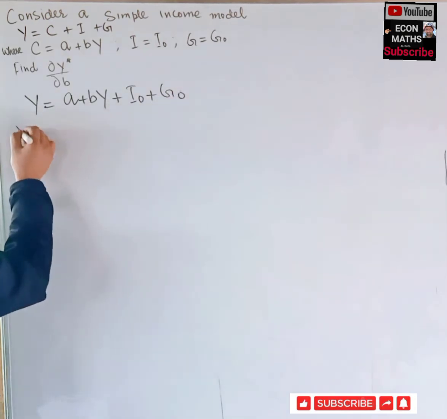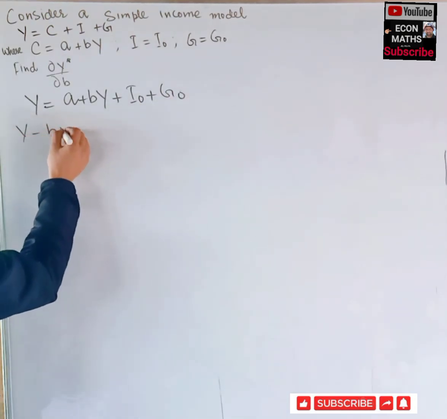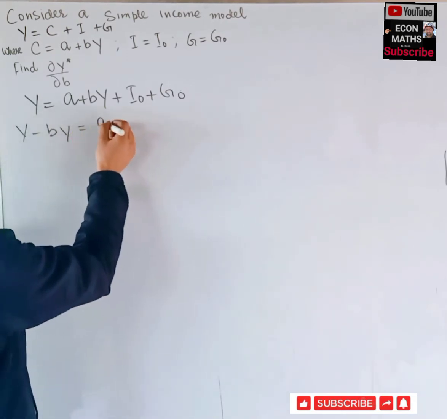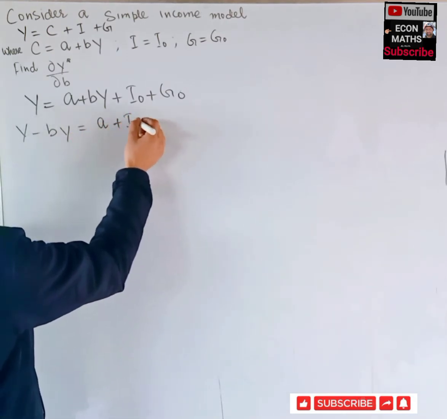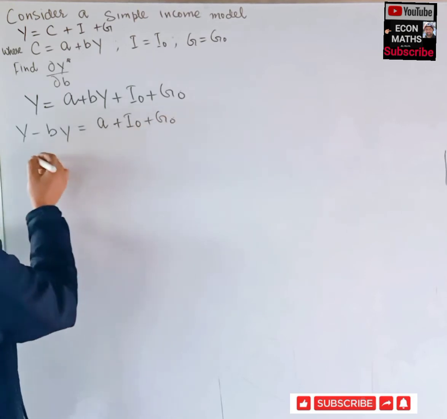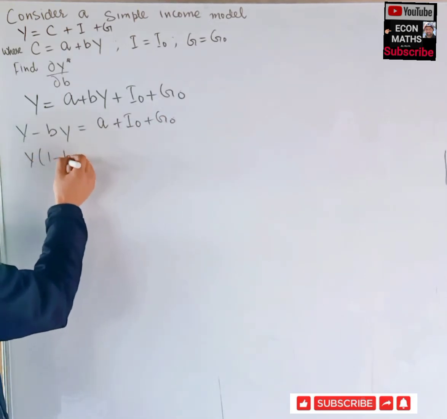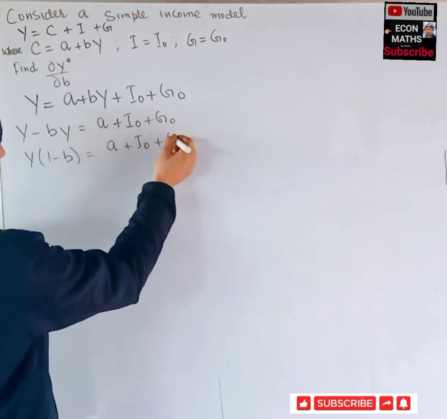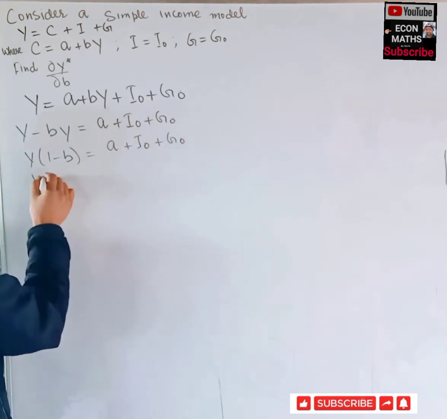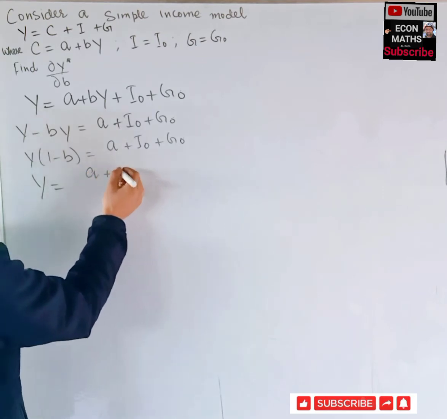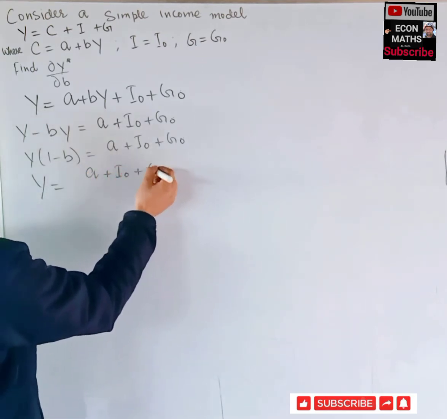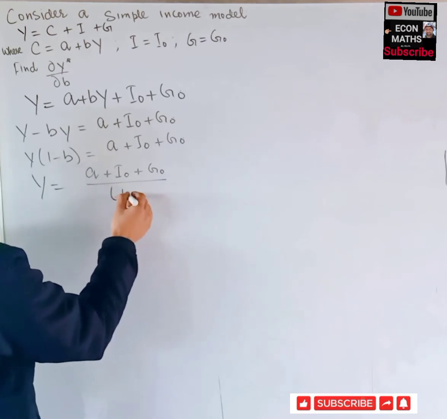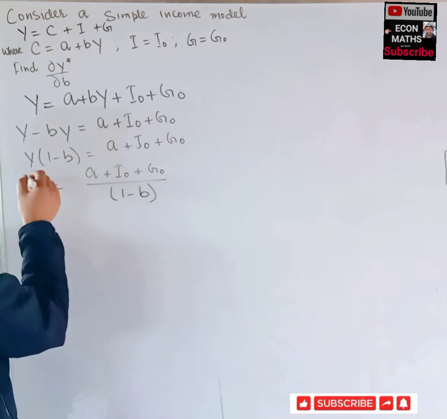Solving for y, that is y minus by is equal to a plus I naught plus G naught, or y(1 minus b) is equal to a plus I naught plus G naught, or y is equal to a plus I naught plus G naught divided by 1 minus b. Okay, so this is our y.